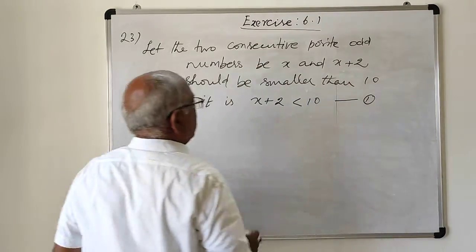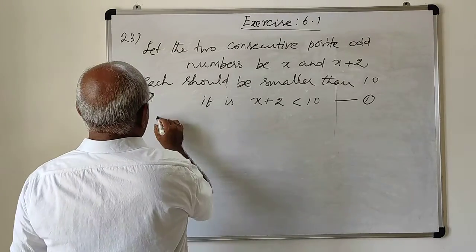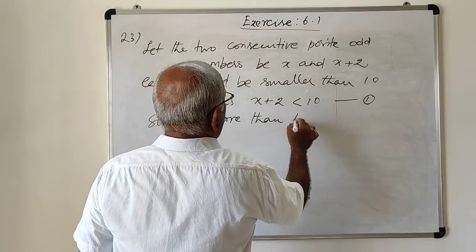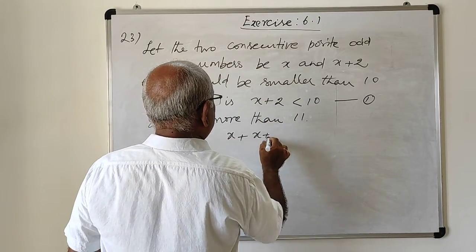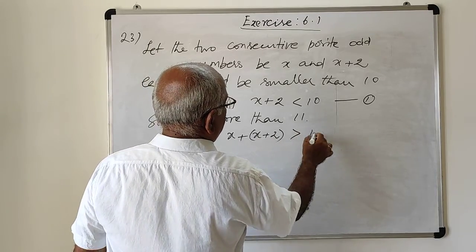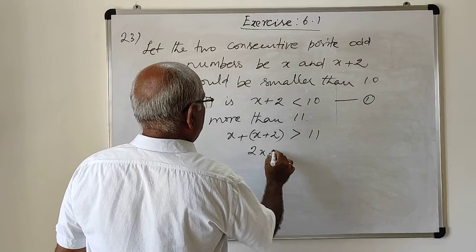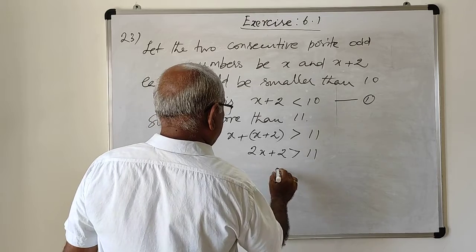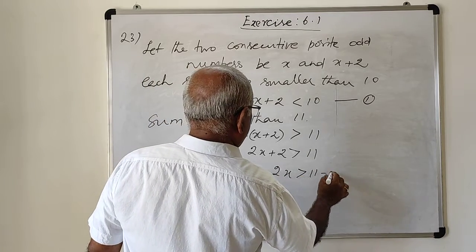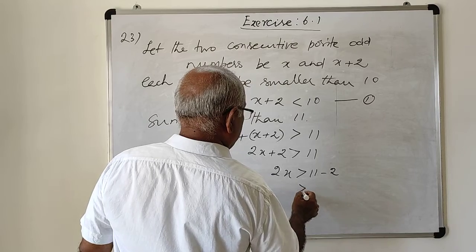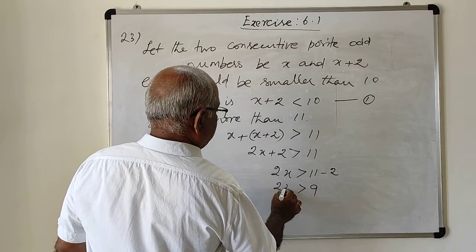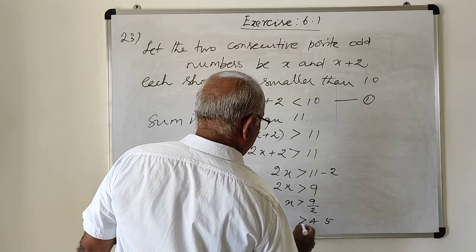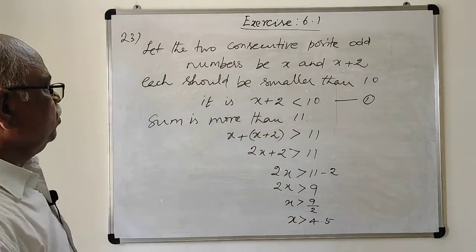And the sum is more than 11. That means x plus x plus 2 is greater than 11. This is 2x plus 2 greater than 11. And that is 2x is greater than 11 minus 2. That is 9. 2x is greater than 9, x is greater than 9 by 2. That is greater than 4.5. X is greater than 4.5.